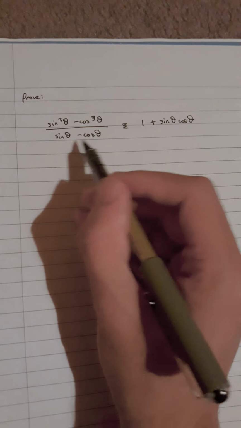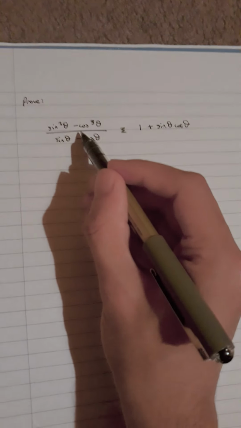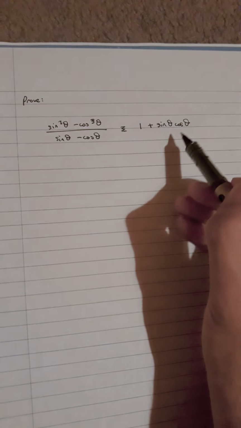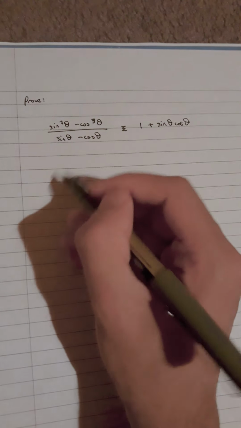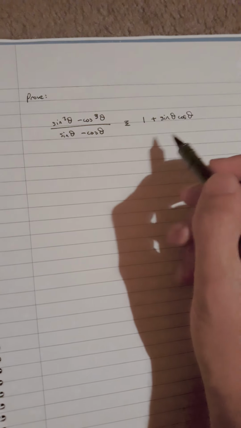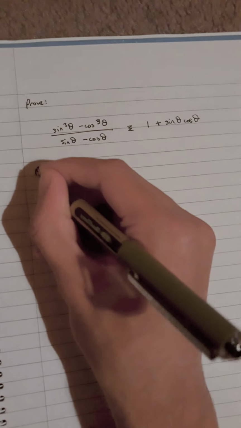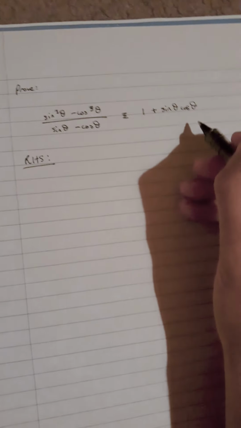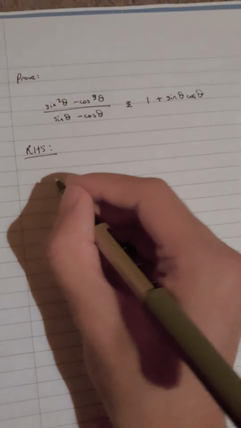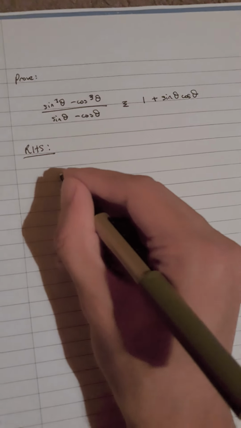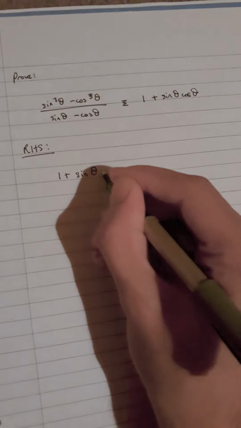But the thing is that it's really hard to break apart a fraction, whereas it's not as difficult to force a fraction to come into existence. So I'm actually going to take the right-hand side and see what I can do with it, because it's relatively easy to force a fraction to appear, and I'll show you how. So take the right-hand side, which is just 1 plus sine theta cos theta, and we're going to somehow manipulate this and try and get the left-hand side.